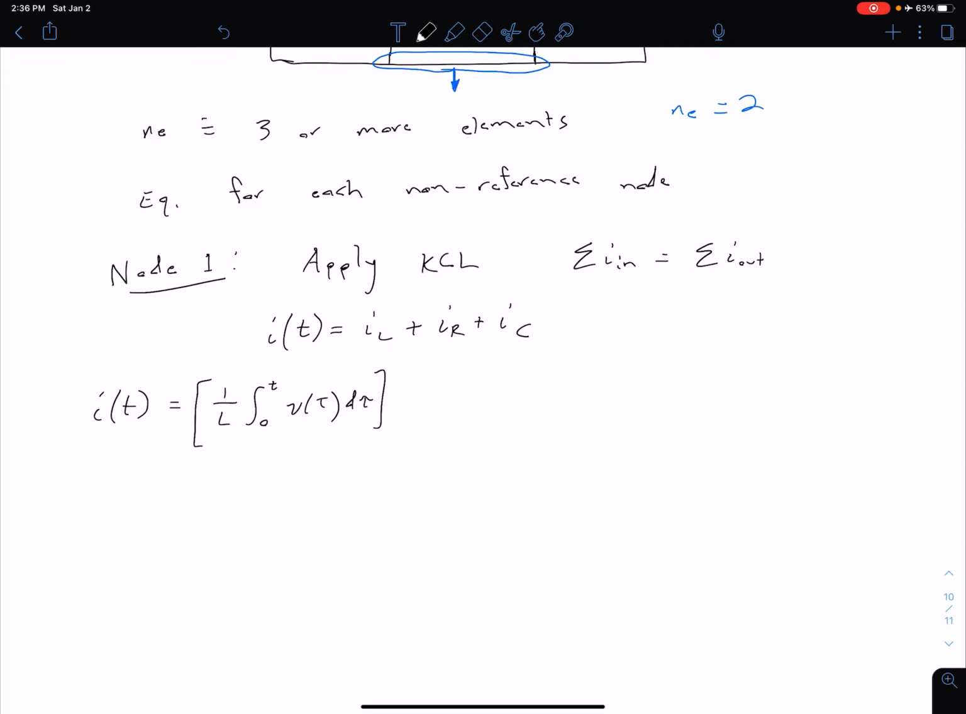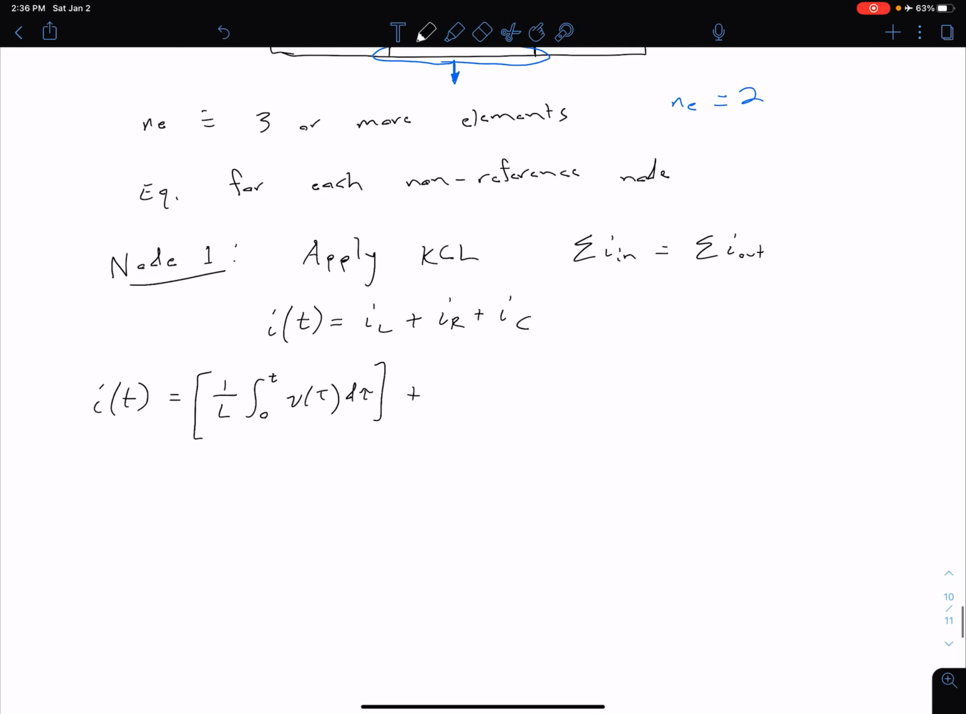Same idea for our resistor. Using that table on page 39, we can say for our resistor, that current I sub R is simply going to be, from Ohm's law, V of t divided by R. And then for our capacitor, from that IV equation, we have the current is C times dV dt.